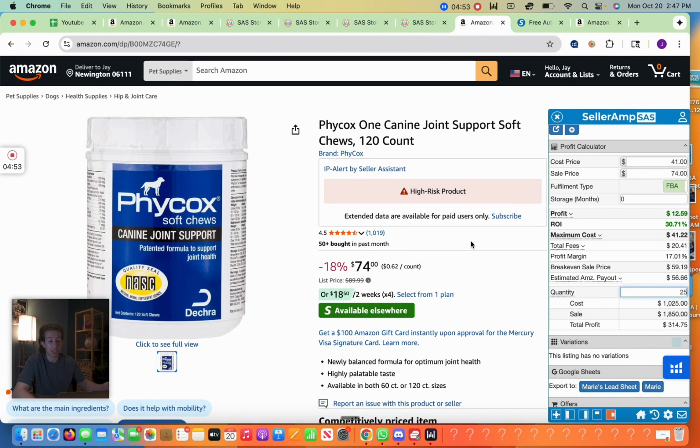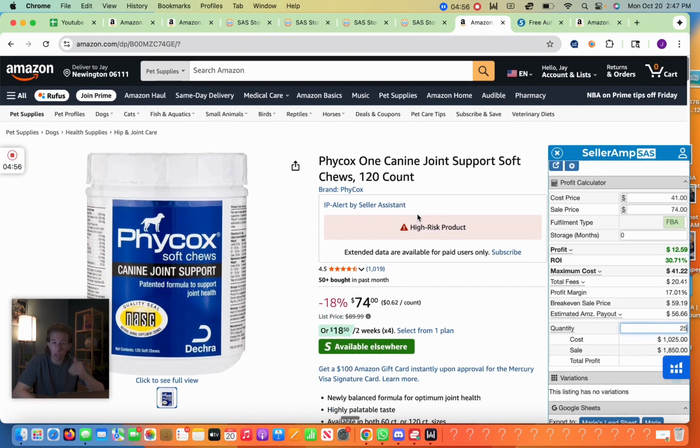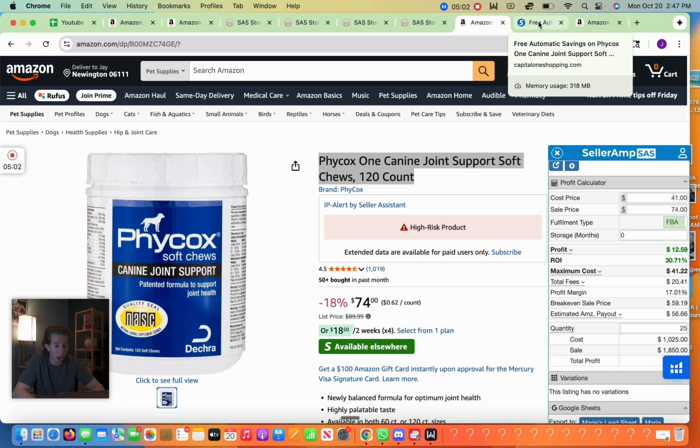If we can add 5 to 6 to 7 products like this in the catalog with a good supplier, easy buying process, we're doing pretty well with a few $1,000s a month in profit after all of the fees and expenses, okay?